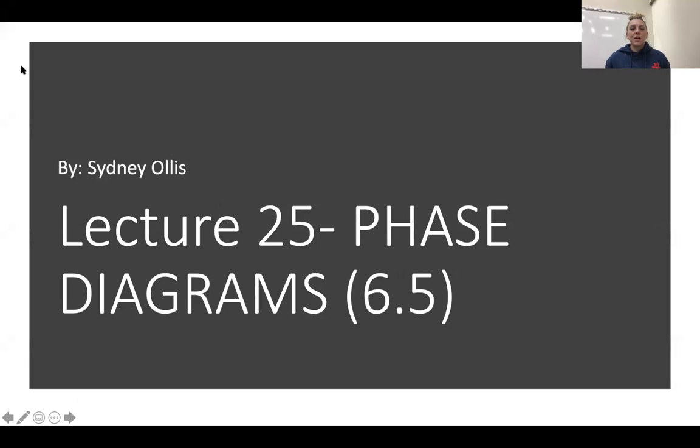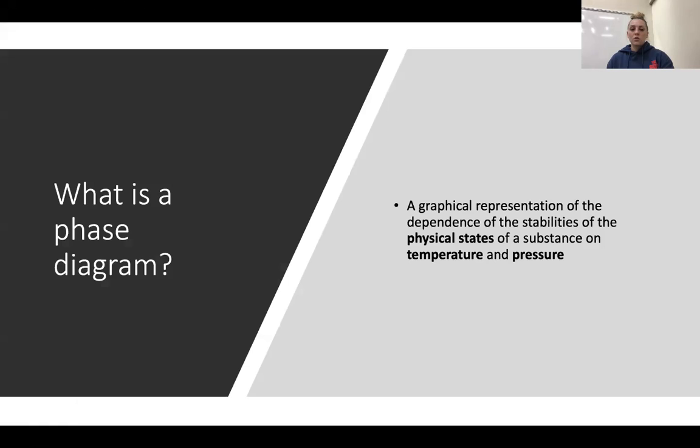Okay, perfect. So today I'm going to be going over lecture 25, which was all about your phase diagrams. It can be found in section 6.5 of your textbook. So first we're going to start off with the definition. What is a phase diagram?